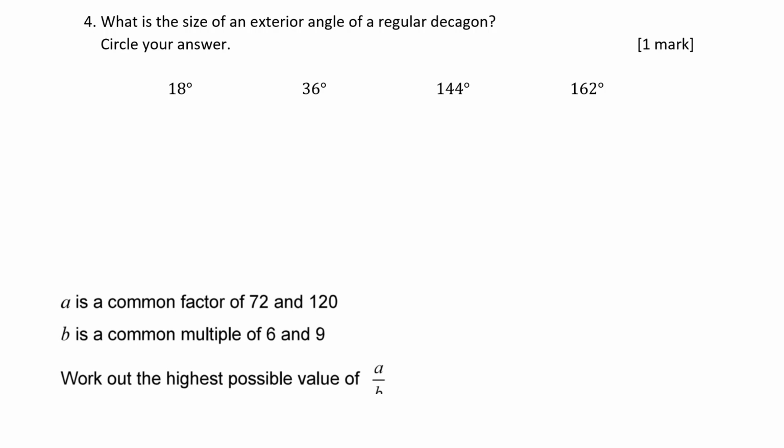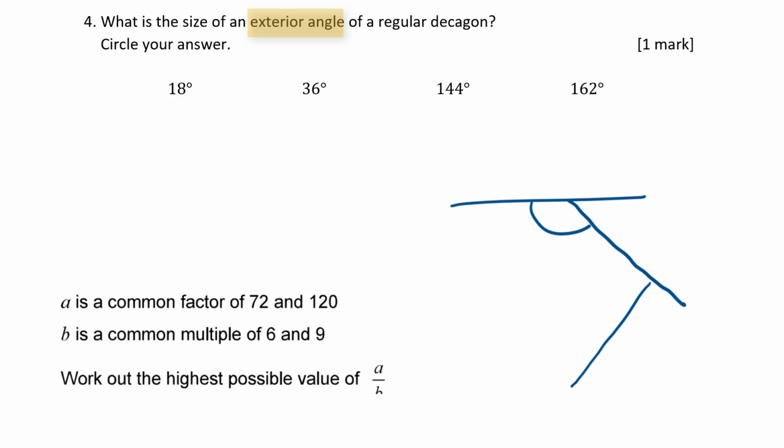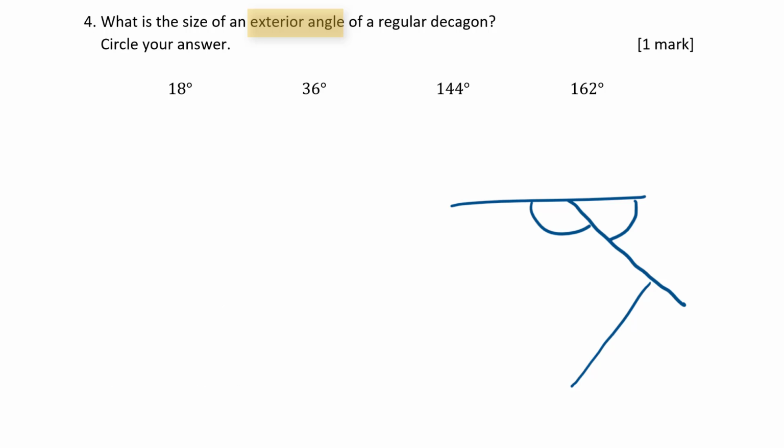Question 4. What is the size of the exterior angle of a regular decagon? Circle your answer. Now, if you remember the exterior angle, if you've got the various sides of your polygon and so on, then these ones on the inside are your interior angles. And for these angles, you have to imagine extending the line out of the side of the polygon. The angle between that line and the next line is your exterior angle. That's your exterior angle there.